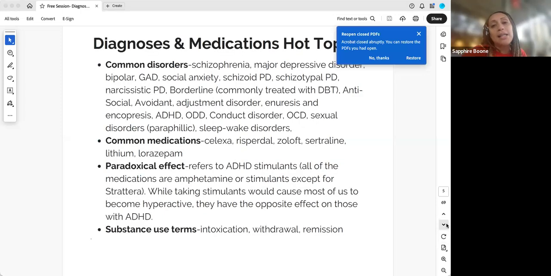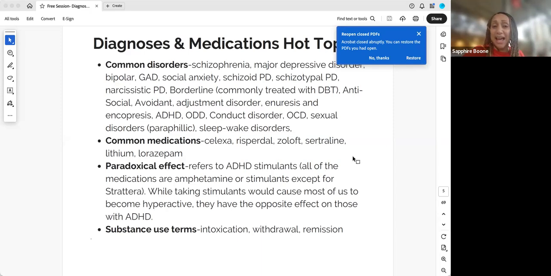So I always start out with hot topics. In each module, I go over what you need to know. And again, we know that the exam is Russian roulette. You don't know what you're going to get on your exam, but I want you to have some foundational things to definitely keep in mind.